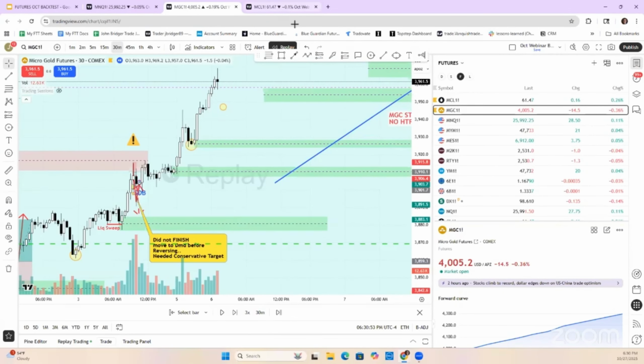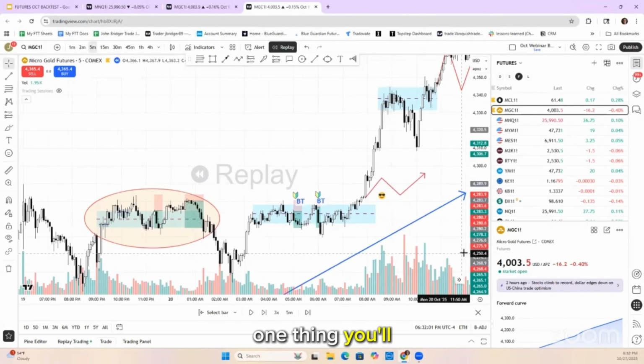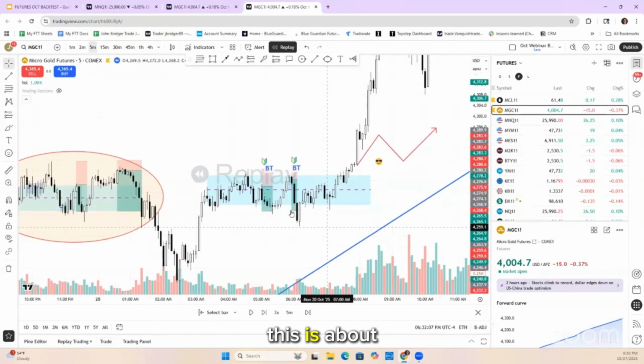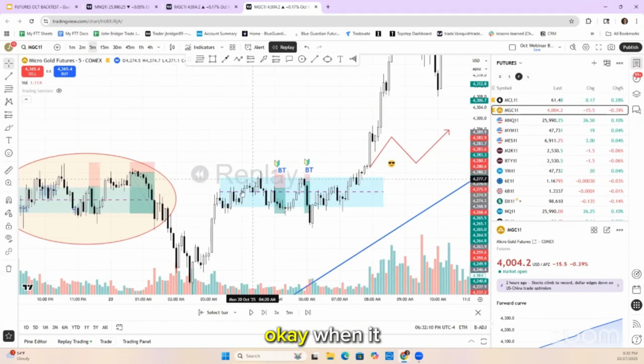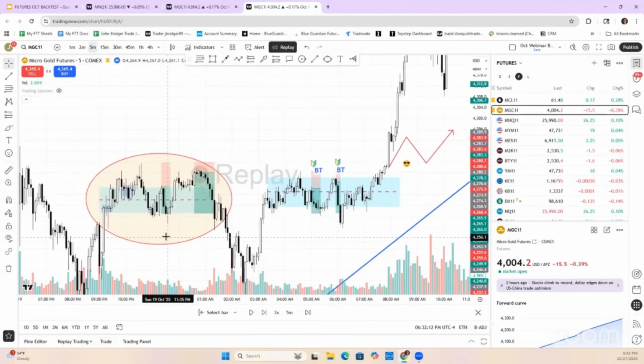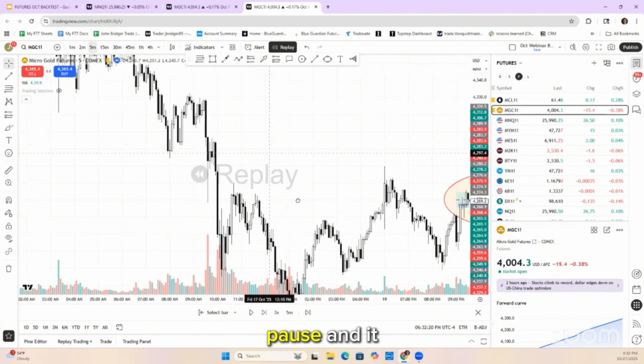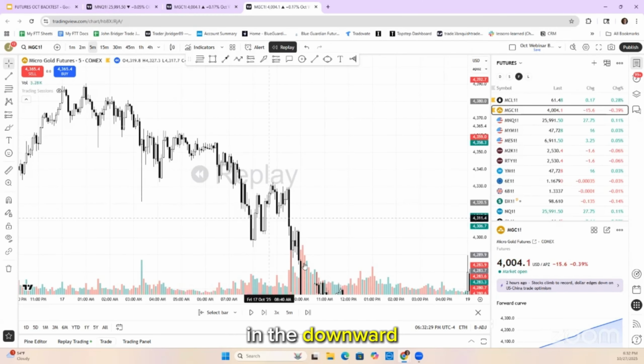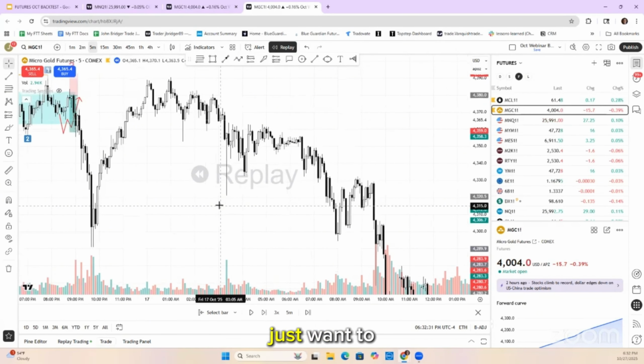I do want to talk about some things to be careful about. One thing you'll want to be careful about is if the balance zone gets too small. This is about as tight as I'd want it to be. When it gets super small, like a small pause in a trend move like this, I would not trade that, right? This is just a small pause in the downward trend, right? So you just want to be careful.